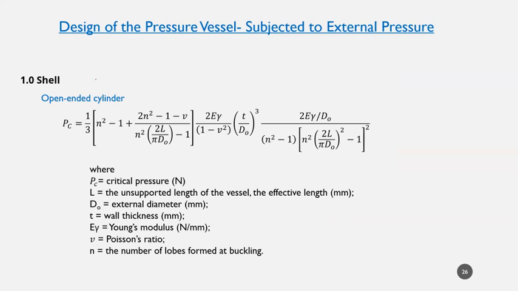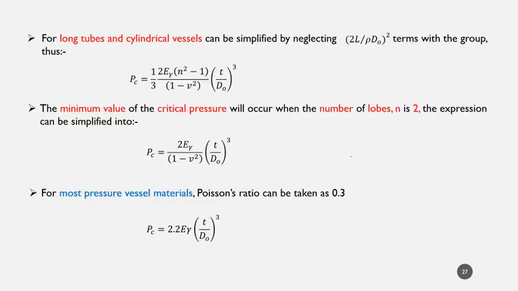to the buckling. So to determine the buckling or the critical pressure for the open-ended cylinder, you may use this equation. So we can see here we have the consideration of the external diameter, the length of the vessel, the Young modulus, related to the elasticity under the pressure effect, and also the Poisson ratio. Okay, this is the general equation, but it can be simplified into this equation. So for the long tubes and cylindrical vessel, we can neglect this term and it turns into this equation.